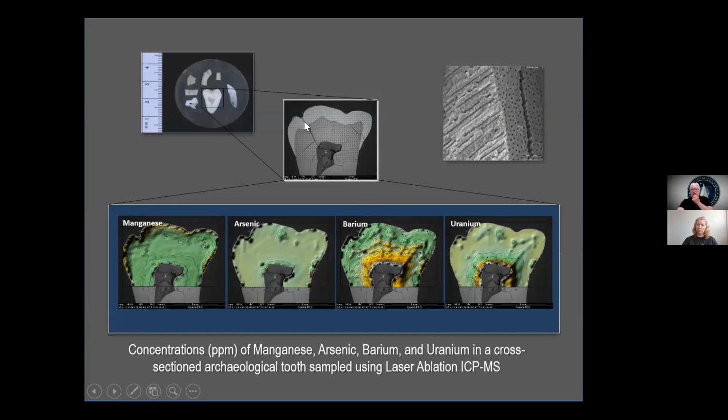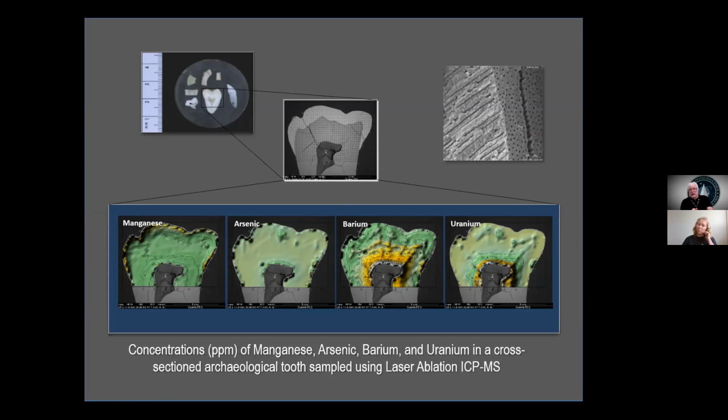And so we did some analyses on some teeth, and this is an example here of a tooth that has been lasered into over 900 times on a very small scale. And what we did is we plotted the elements that were inside of the enamel and in the dentin of the tooth. And below here is what you see. This is manganese on the left, arsenic, barium, and uranium. And the reason we picked these elements is because these elements do different things.